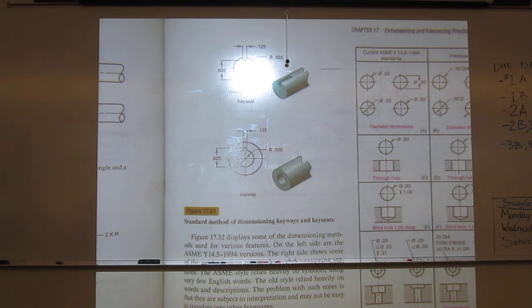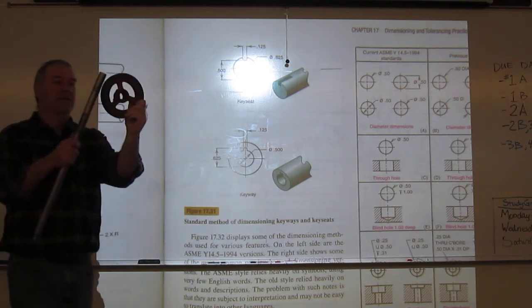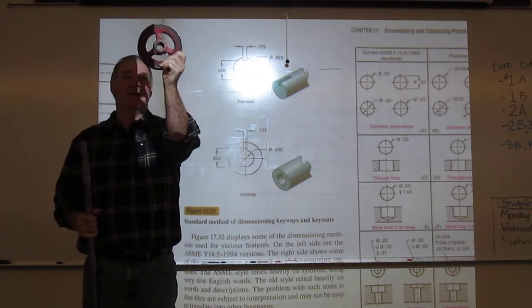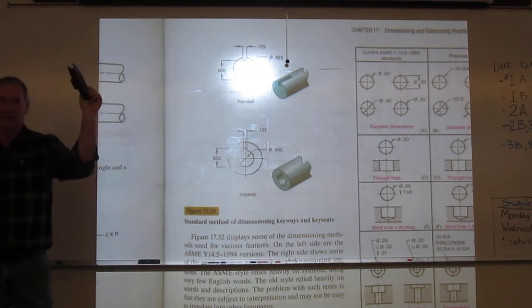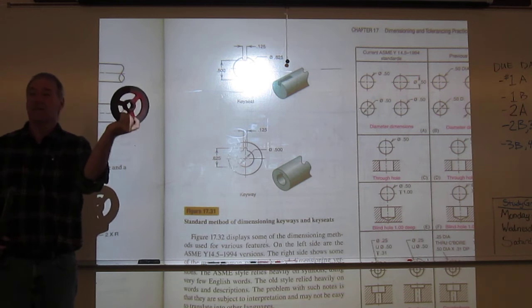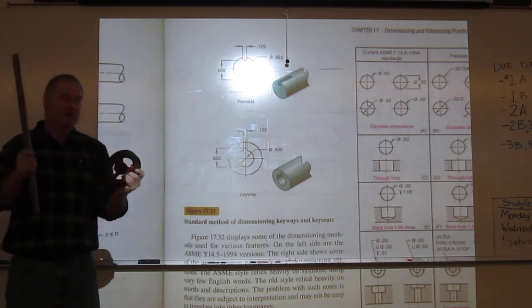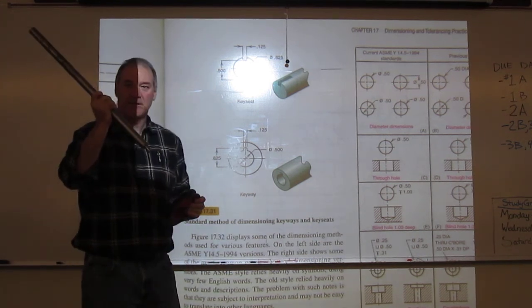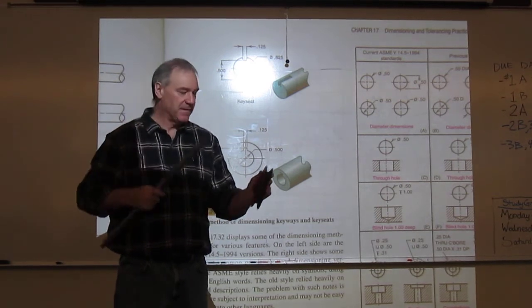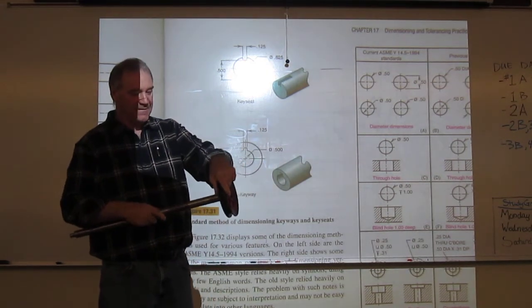So this would be considered a collar, this middle part right here. Okay. Now, if I look at this up close, and I'll get to it in a second, you're going to see a keyway in this one. It's used to connect this device to it. Okay. This is what's called a shaft. Okay. So they're basically fit together like such.